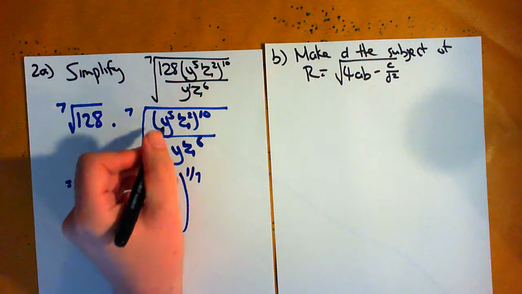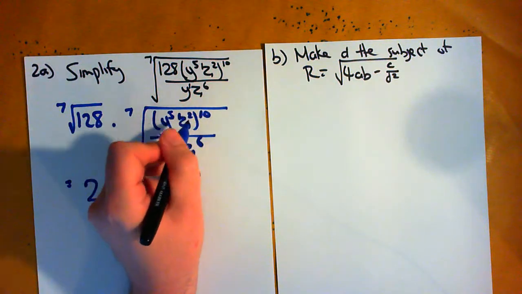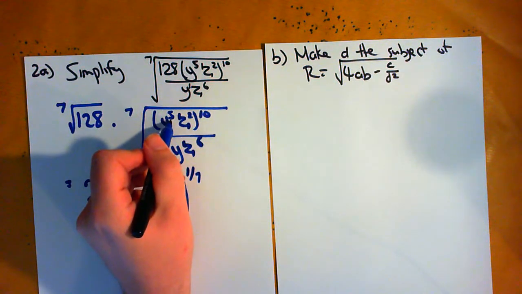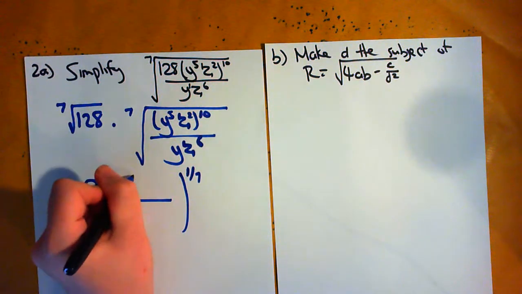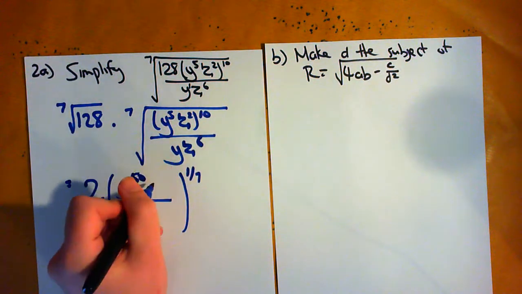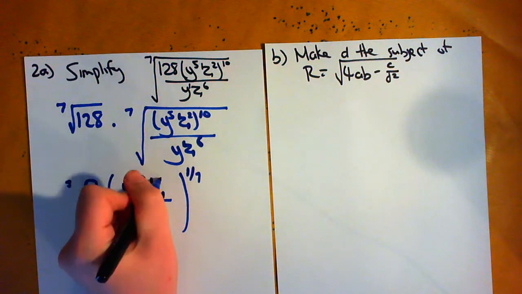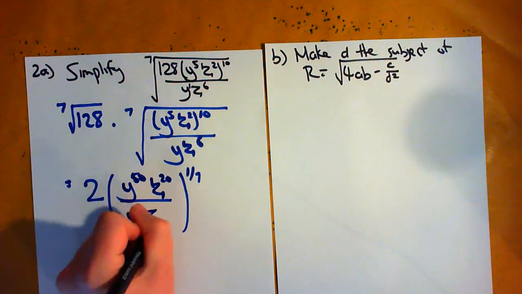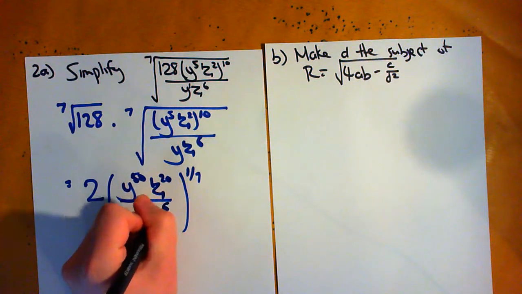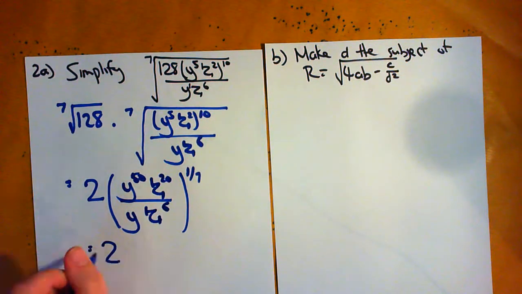So here we've got powers inside the bracket with powers outside the bracket, so we multiply them. Y to the power of 5 times 10 is 50. Z to the power of 2 times 10 is 20 over y times z to the power of 6. So we get 2 times.